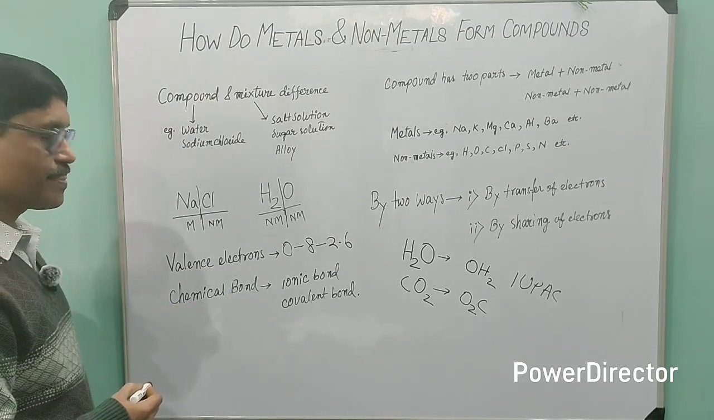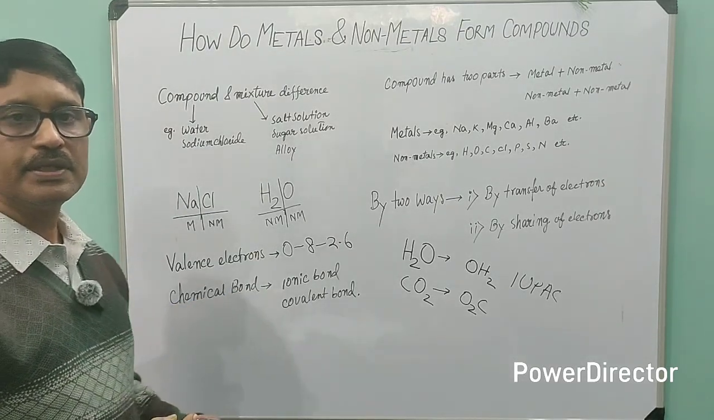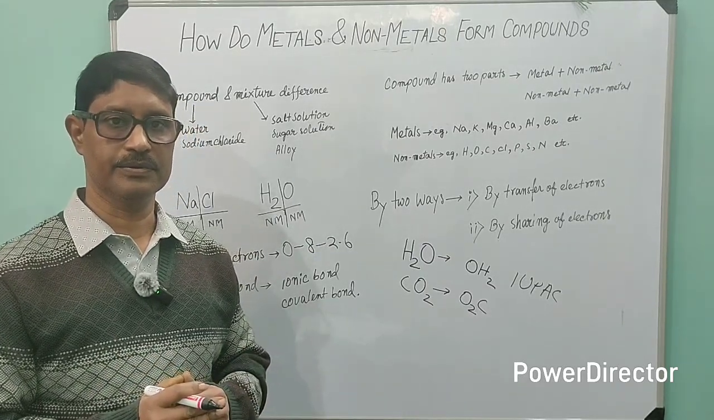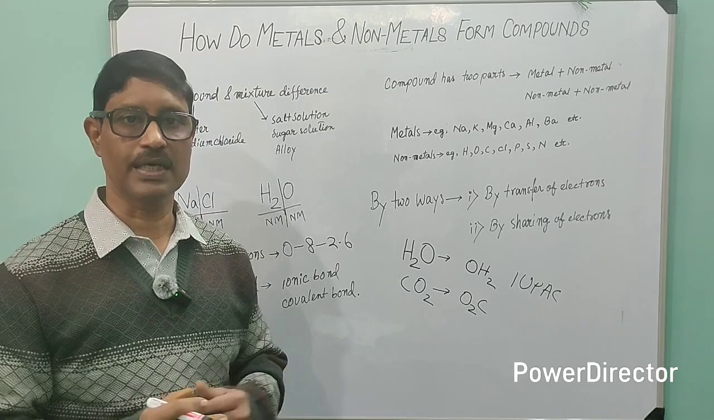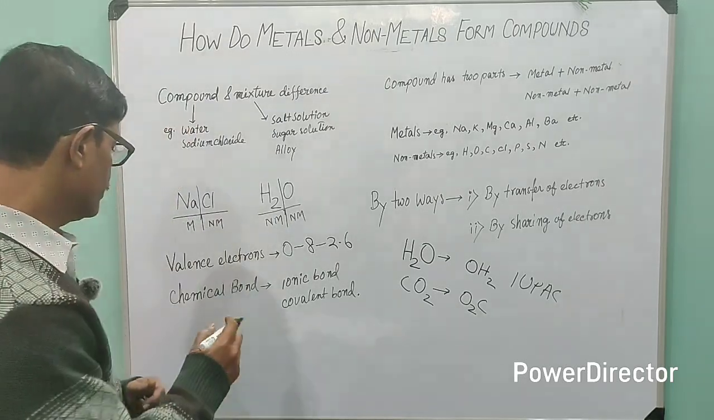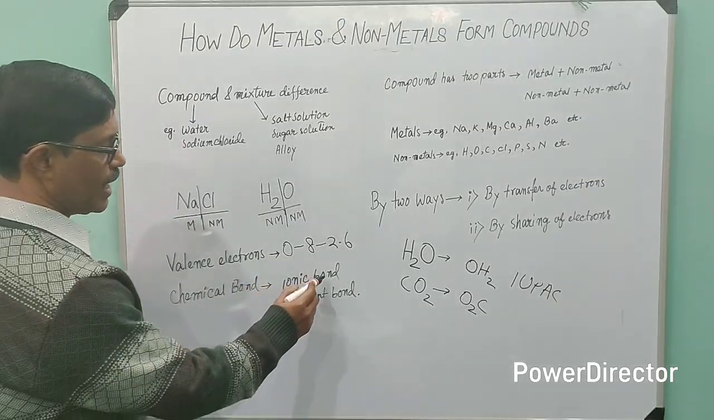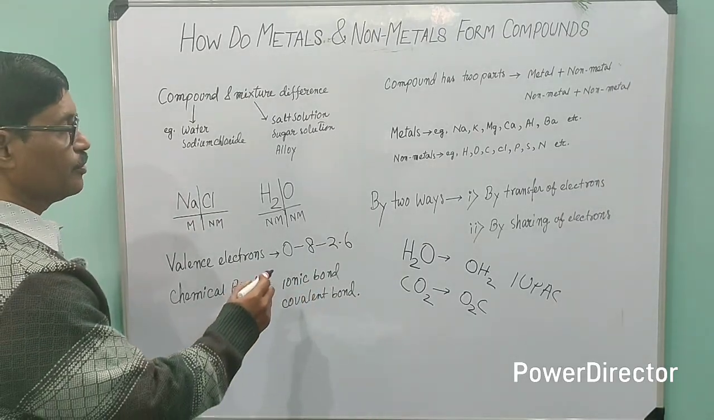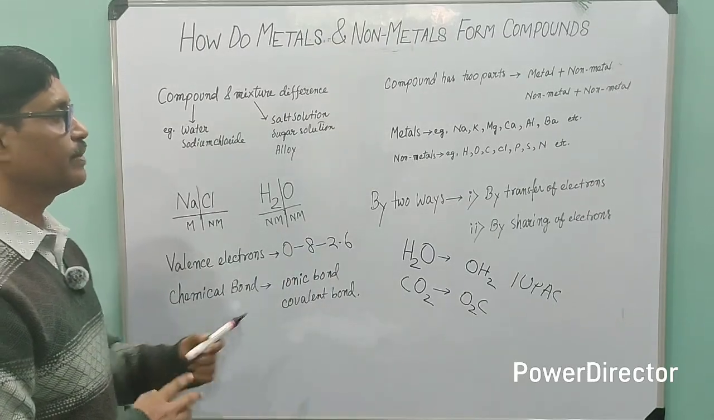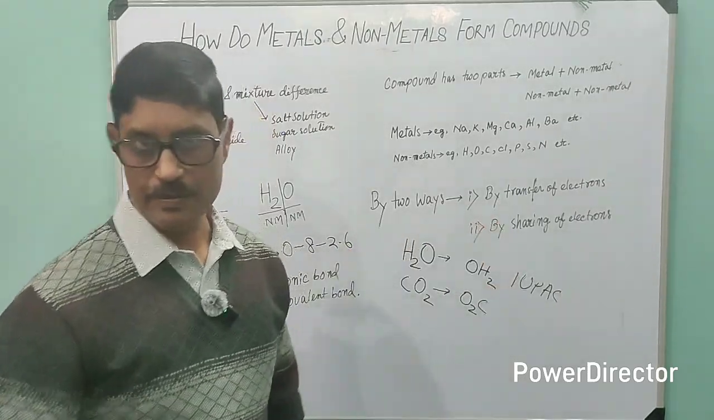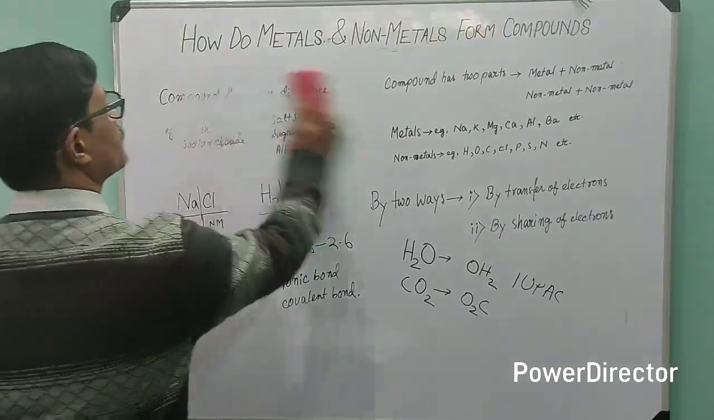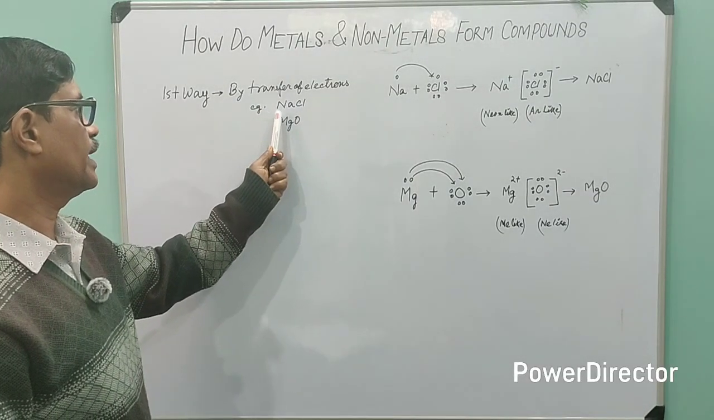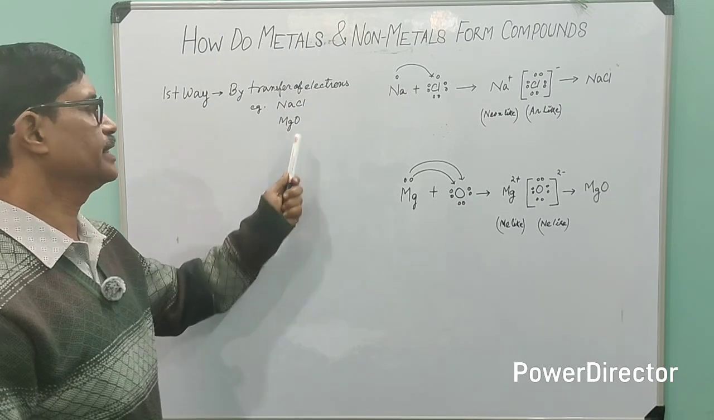Chemical bond is an attractive force that binds atoms of a molecule to each other. There are two types of chemical bond: ionic bond and covalent bond. So we discuss now the first way, by transfer of electrons. By transfer of electron, two examples: I line up sodium chloride and magnesium oxide.